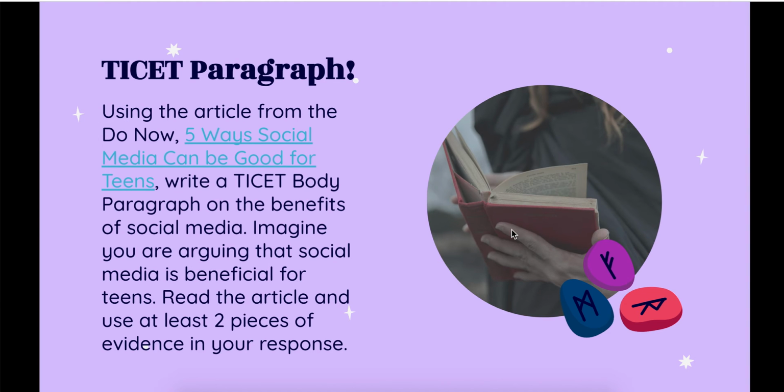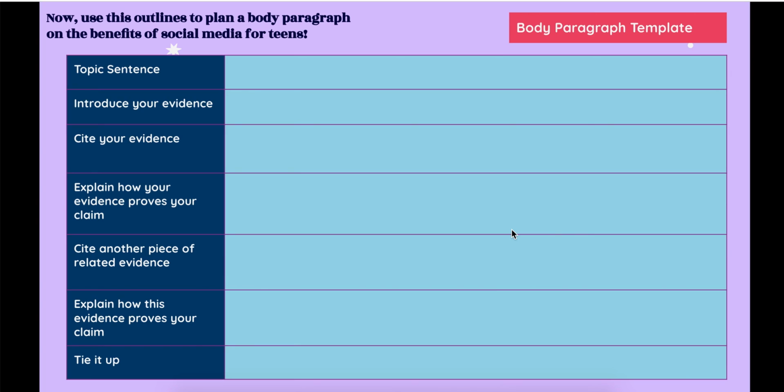So now we're going to take some time to write a TICET paragraph. Using the article from the Do Now, "5 Ways Social Media Can Be Good for Teens," write a TICET body paragraph on the benefits of social media. Imagine you're arguing that social media is beneficial for teens. Read the article and use at least 2 pieces of evidence in your response.